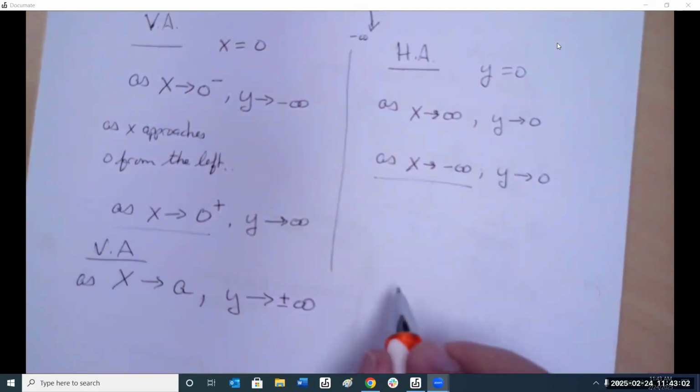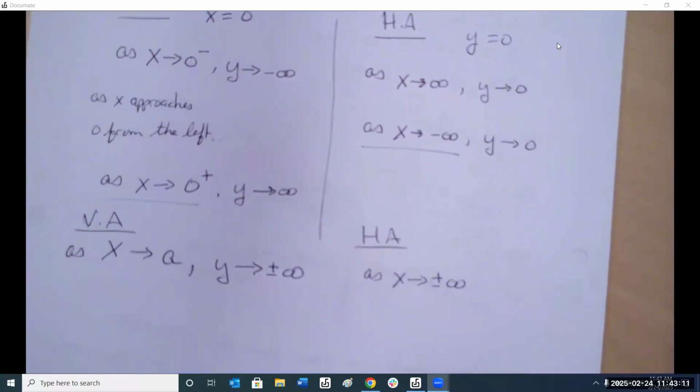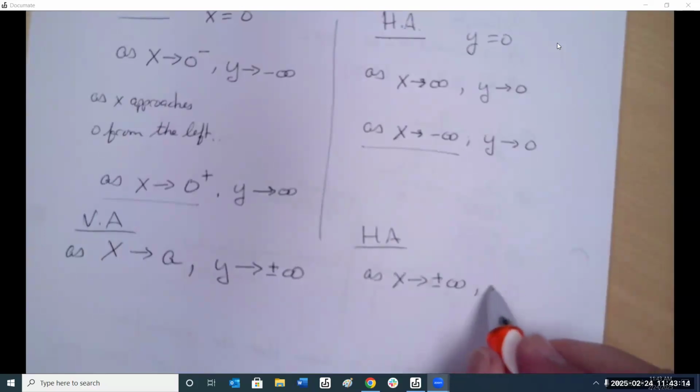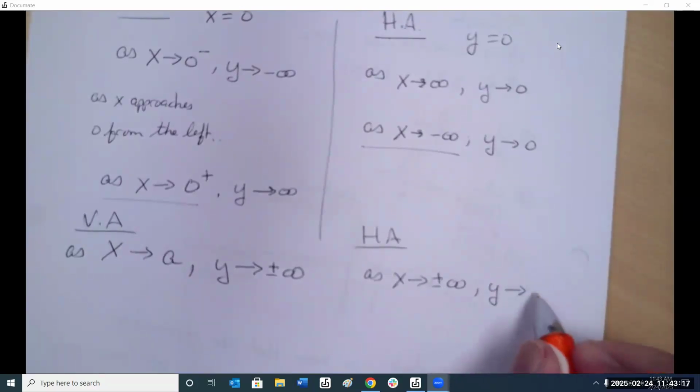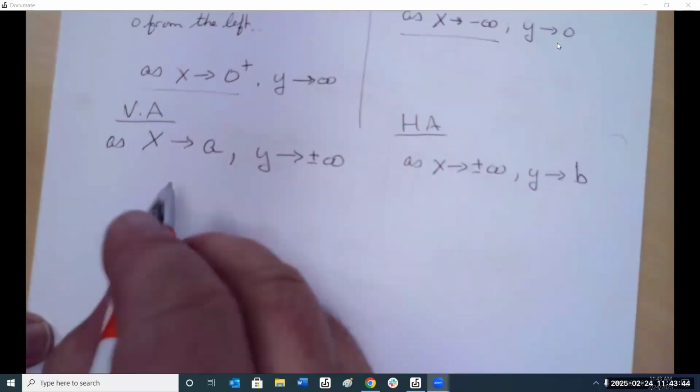Now here, the horizontal asymptote: as X approaches positive or negative infinity, Y approaches some value B. Does the x-axis always have to be the horizontal asymptote? No, we just proved that it didn't have to because of this one right here. Let's look at what happened with the last one.